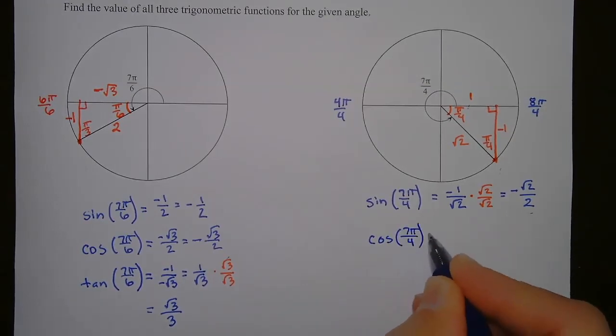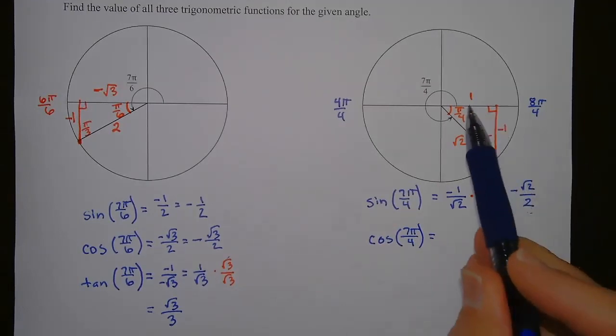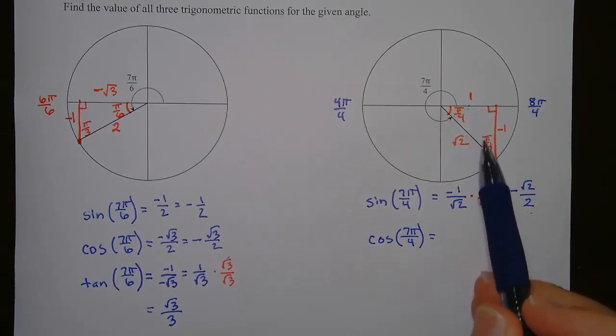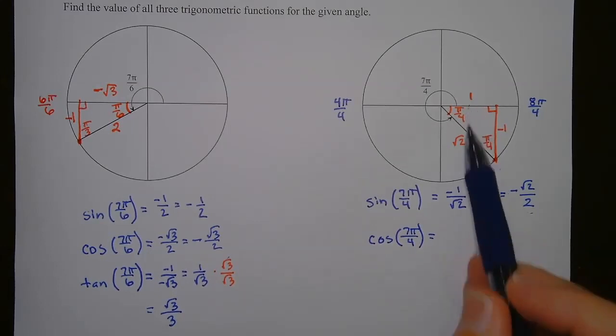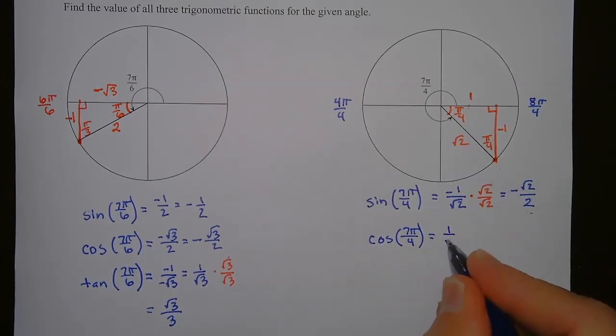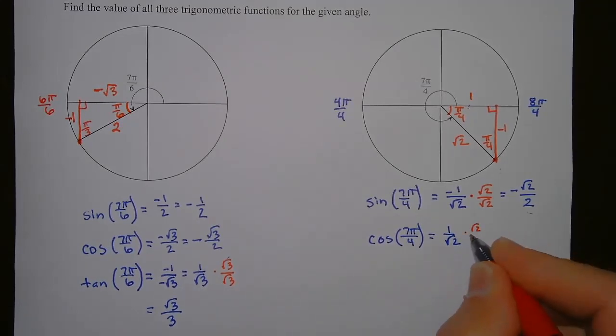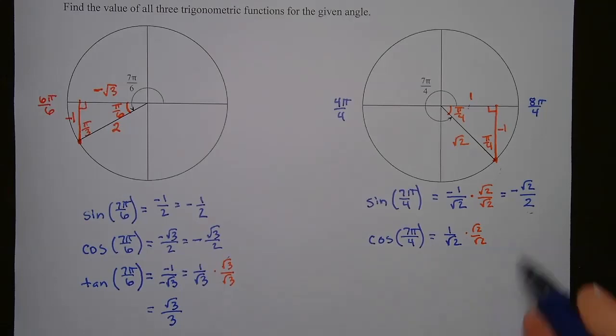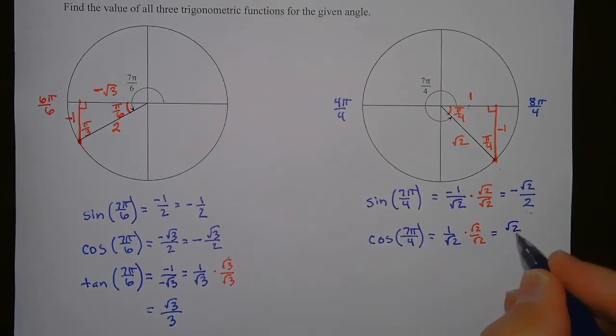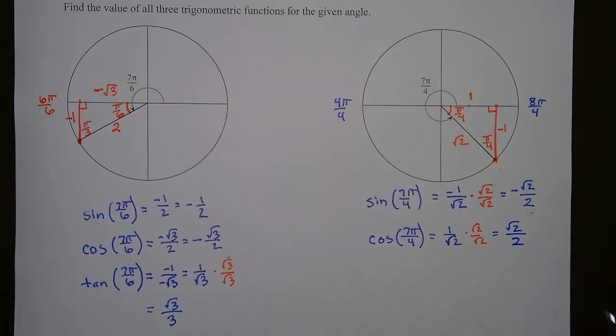Cosine of 7 pi over 4 is your x, which is your adjacent, over your r, which is your hypotenuse, right? 1 over the square root of 2. So once again, we got to simplify that. We multiply by the square root of 2 over the square root of 2, which is equivalent to the square root of 2 over the square root of 4, which is 2. So you got to recognize that 1 over the square root of 2 and square root of 2 over 2 are equivalent, okay?